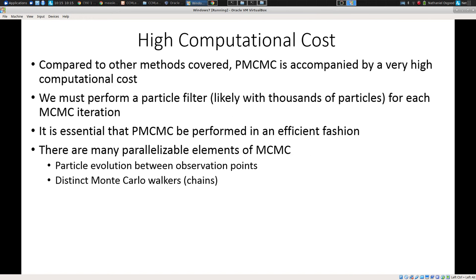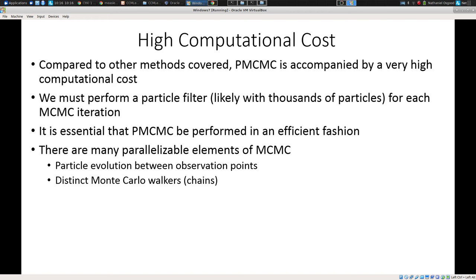I mentioned PMCMC is very computationally expensive. You have to perform particle filtering, commonly with thousands of particles, for each MCMC iteration, and it's therefore essential that PMCMC be performed efficiently. Fortunately, there are many parallelizable elements: evolution between observation points, and distinct MCMC walkers. For this, we can use GPUs, and Luce is going to be applying them.